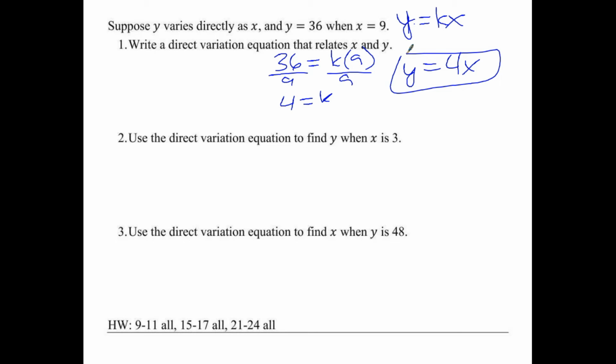Now you can do whatever it is they want you to do. So use the direct variation equation to find y when x is 3. So what am I going to write? Four times 3 is? Okay, that was done. And then the third one there, use the direct variation equation to find x when y is 48. What are we going to do?